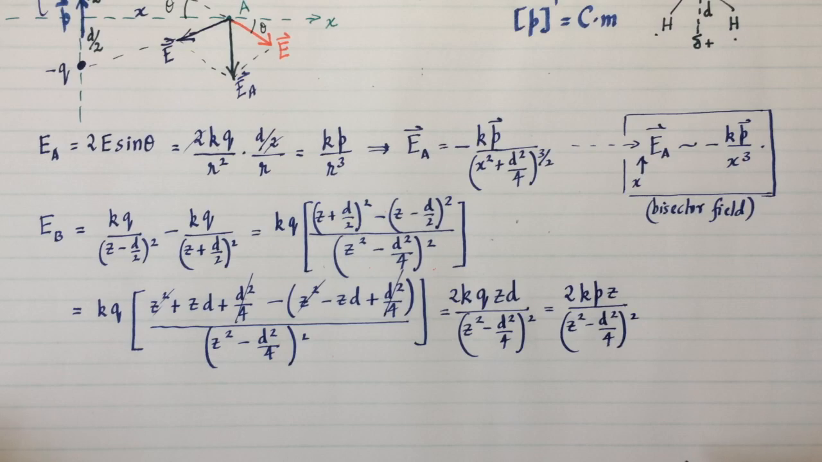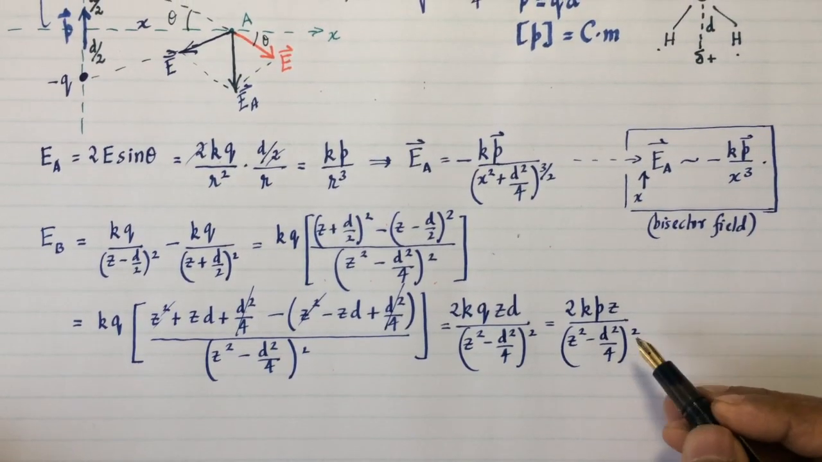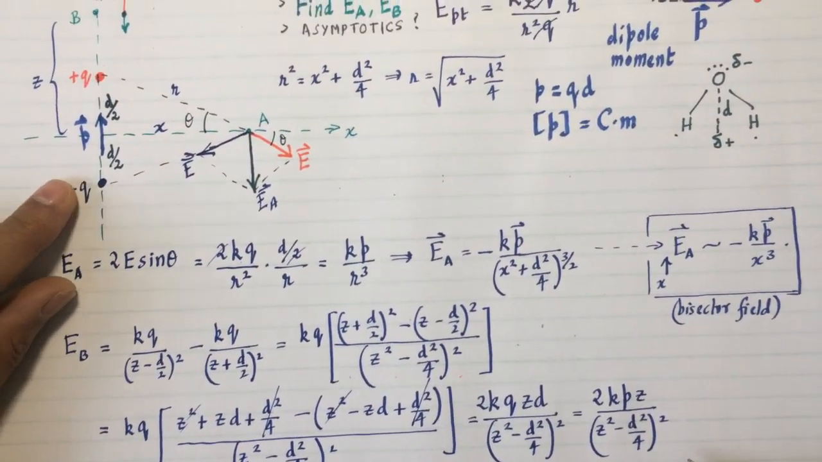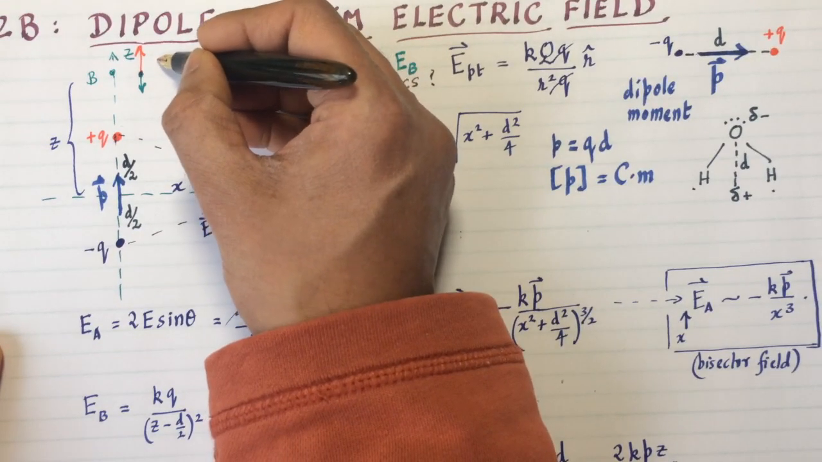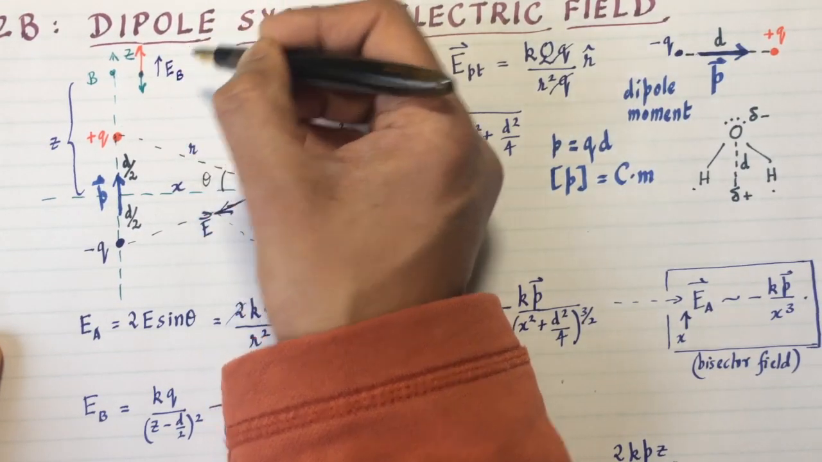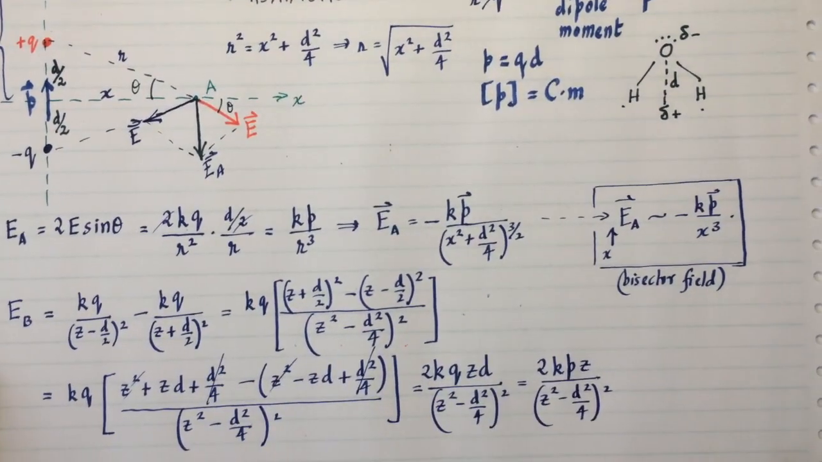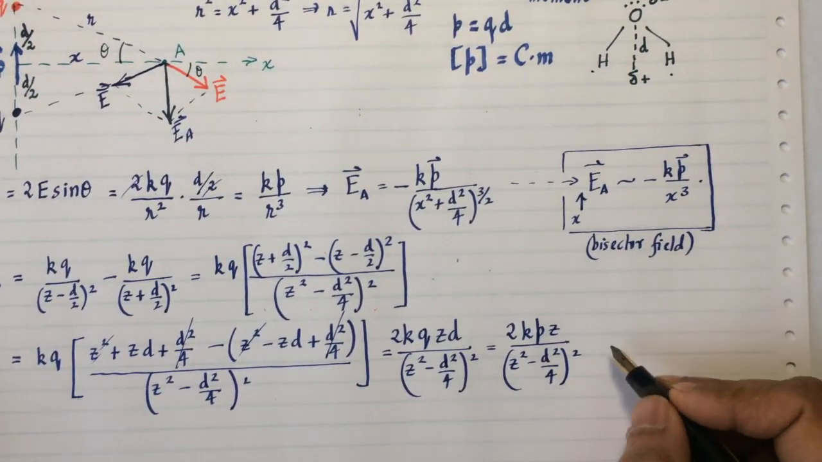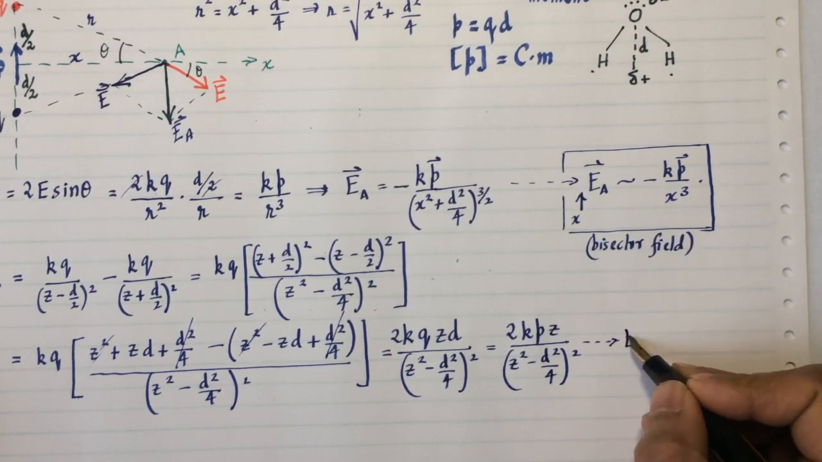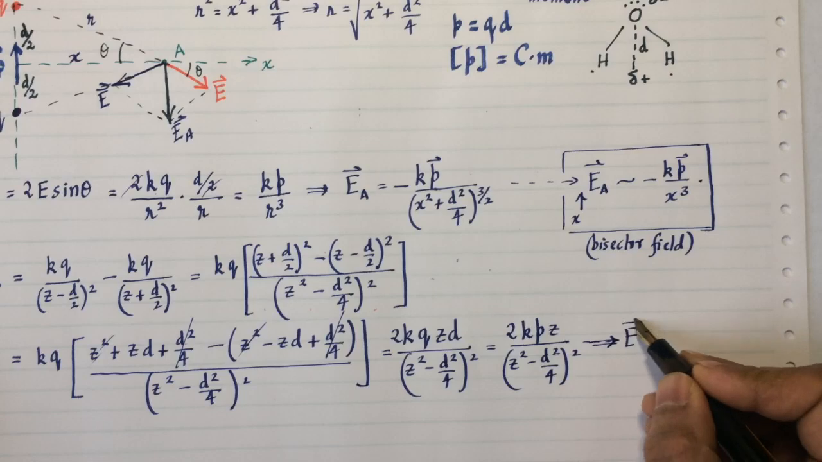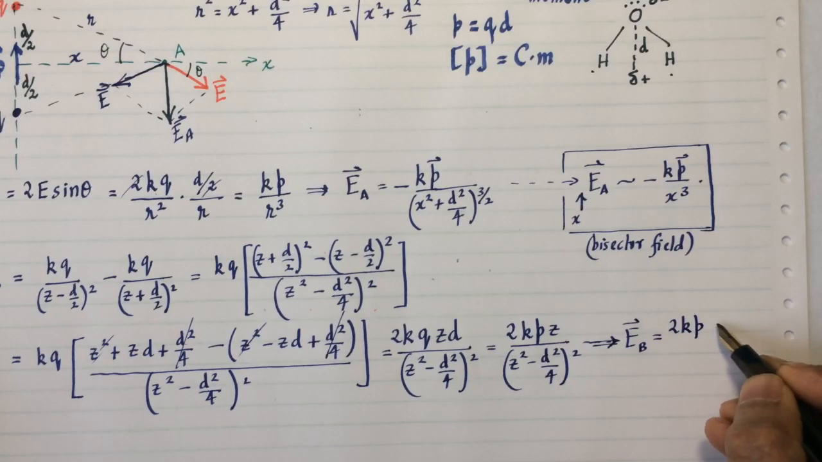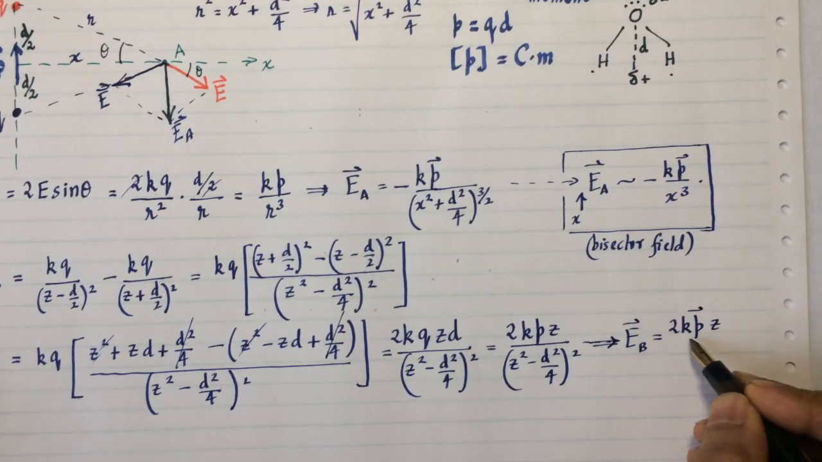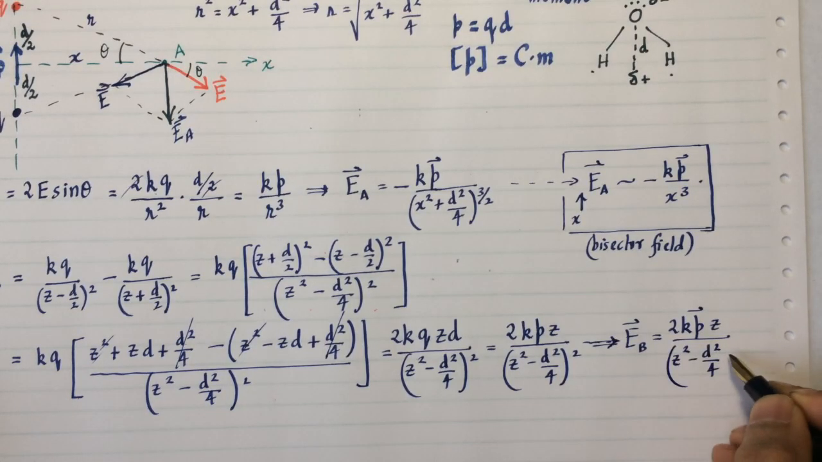I want to vectorize it. Well, this time I notice I don't have to put the negative sign, because the direction of the dipole moment P is the same as the direction of the net electric field. Remember, I told you that the plus wins out, so the net electric field is going to be in the same direction as the dipole moment, so I don't have to put any minus signs by hand. So the electric field in vector form, the electric field is going to be E_B equals 2kp, with the vector sign, over (Z squared minus D squared over 4) squared.